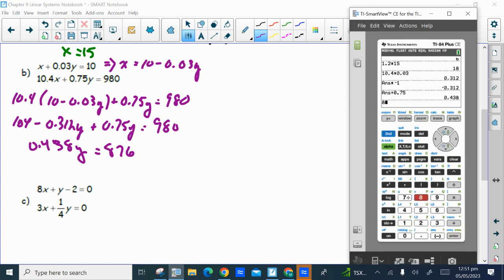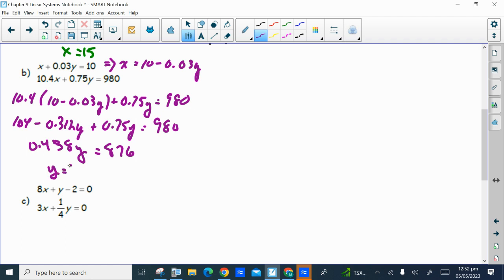So we have to divide 876 by 0.438. Divide, not times. So y will equal 2,000.